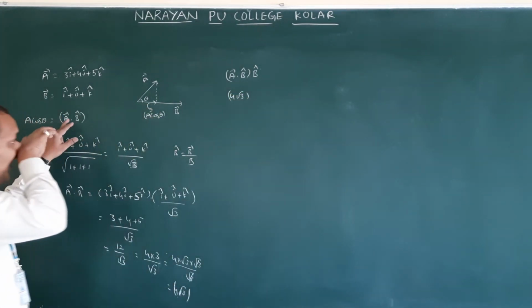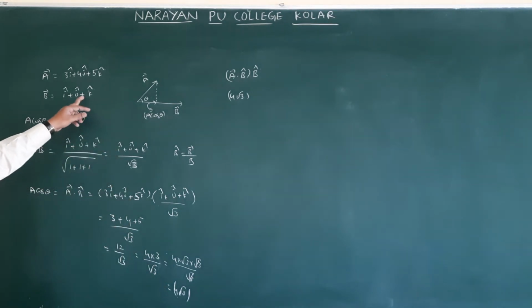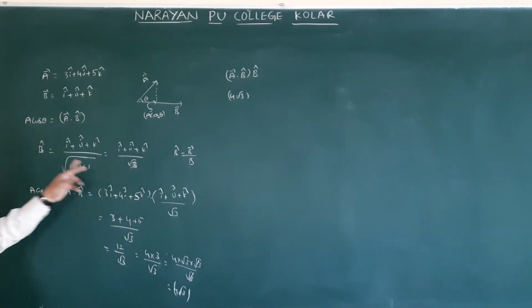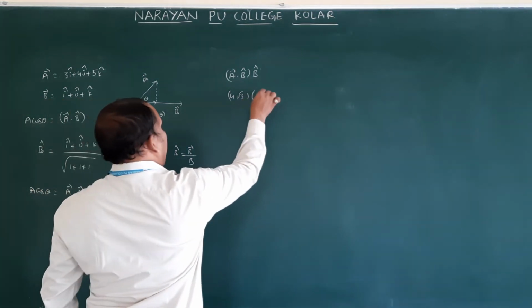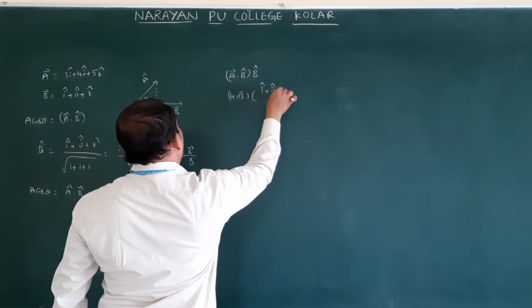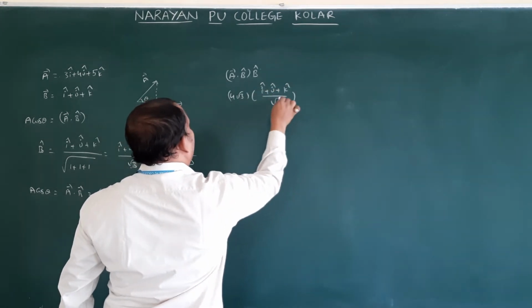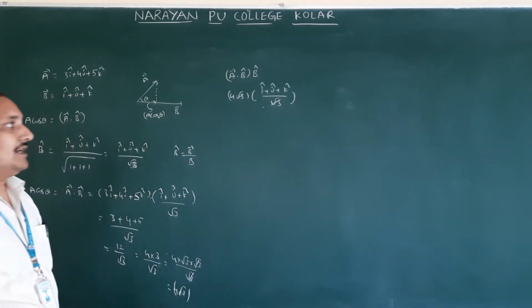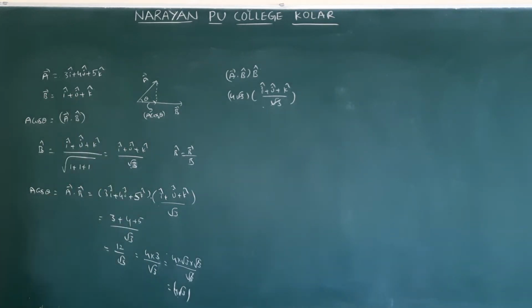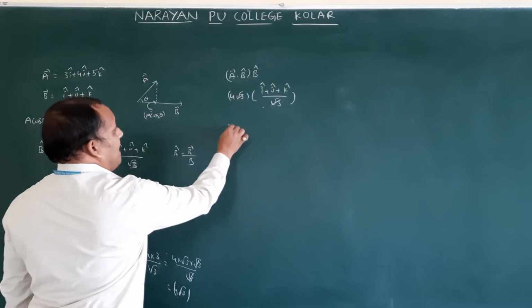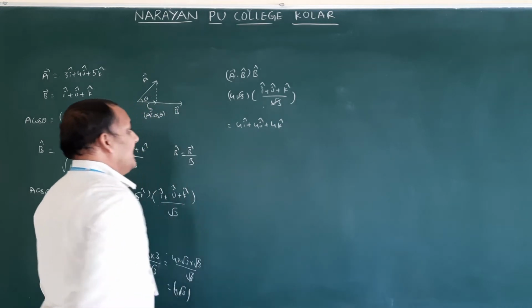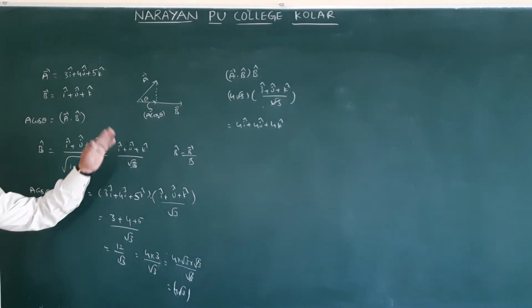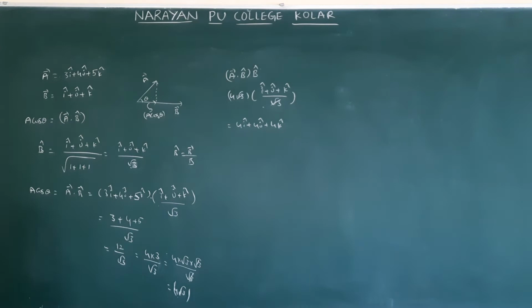Now, A bar dot B cap is 4 root 3, into B cap. B cap value, how much? B cap is equal to I cap plus J cap plus K cap divided by root 3. So that is the final answer: 4I cap plus 4J cap plus 4K cap. That is the vector in the direction of B bar, the vector component of A bar along the B bar.